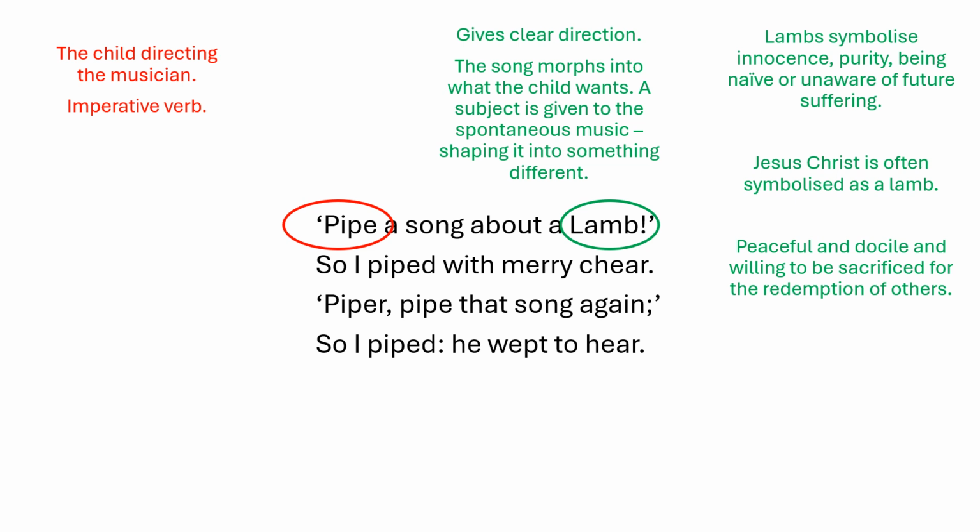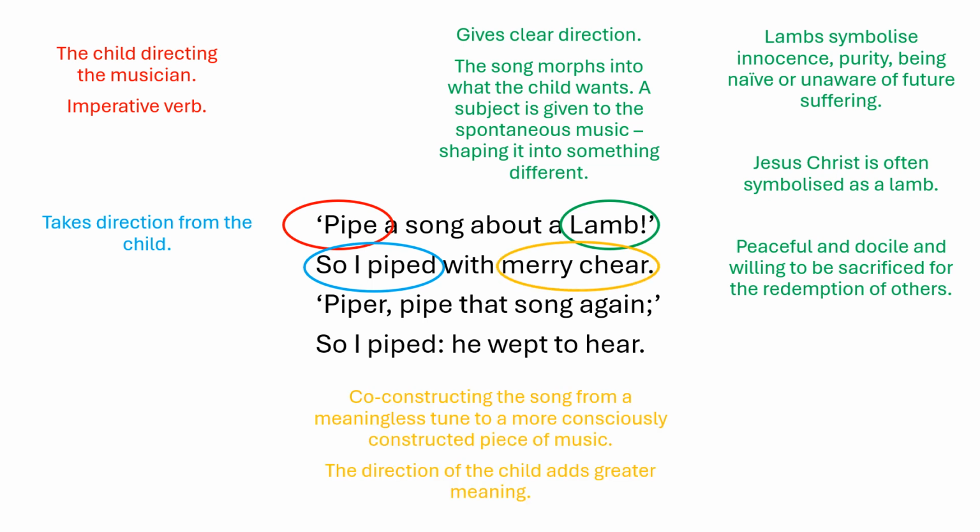So, "Pipe a song about a lamb." And almost without question, "So I piped with merry cheer." So I piped shows that he is willing to take that direction from the child and is willing to tailor his music to satisfy those requests. So I piped. And he does so with merry cheer. And that merry cheer, I think, is now from both of these characters. The child is feeling merry from having his needs satisfied, and the piper is also cheerful because he's the one able to inspire that happiness in someone else.